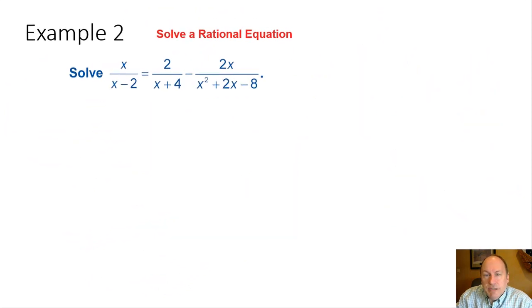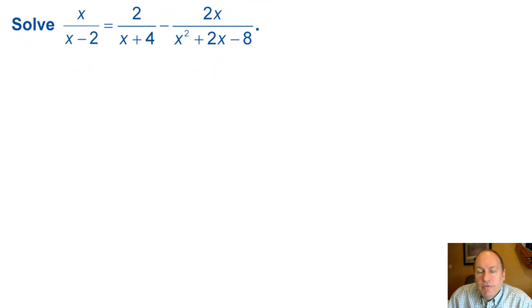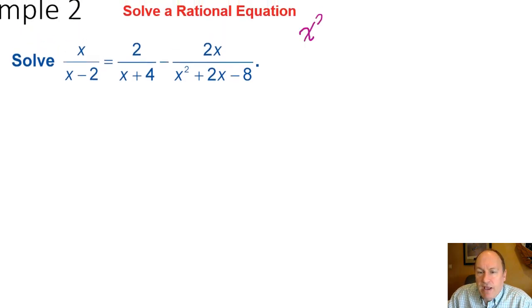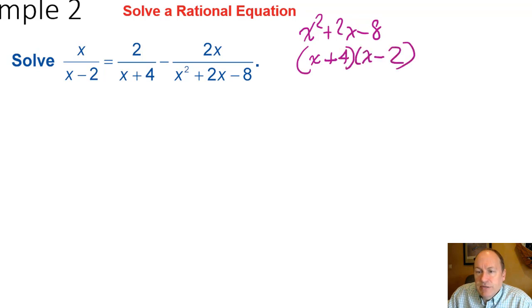Let's do a more complex example. So we've got x over x minus 2 equals 2 over x plus 4 minus 2x over x squared plus 2x minus 8. First thing you should try to do before you go after common denominators is try to factor. So let's look at this, because this trinomial may involve these two binomial terms. And in fact, if you factor x squared plus 2x minus 8, it does in fact factor to x plus 4, x minus 2, because 4 times negative 2 is negative 8, and then 4 plus negative 2 is positive 2. So in fact, both of these terms are already in this trinomial.